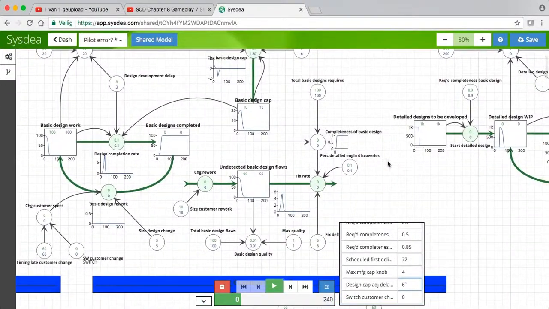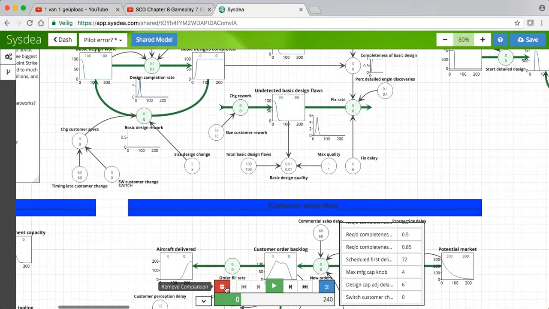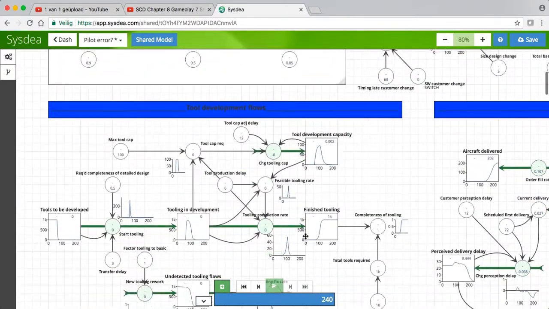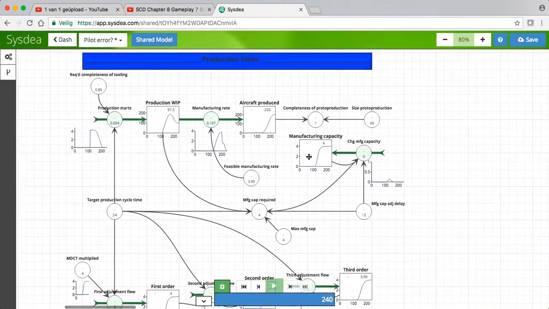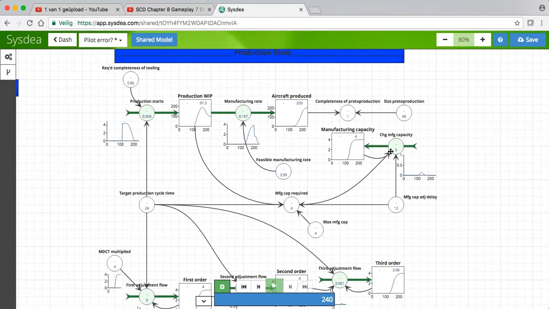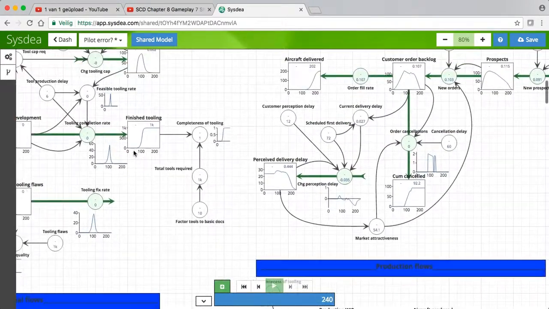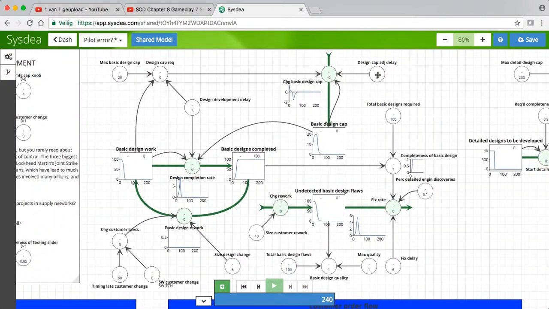There are four different kinds of capacity in this program. There's basic and detailed design capacity. By the way, they have the same capacity adjustment delay. There is tooling capacity up here, and there is production capacity up here. Tooling capacity and production capacity have an adjustment delay of 12 months, whereas the design capacity has an adjustment delay of 6 months.